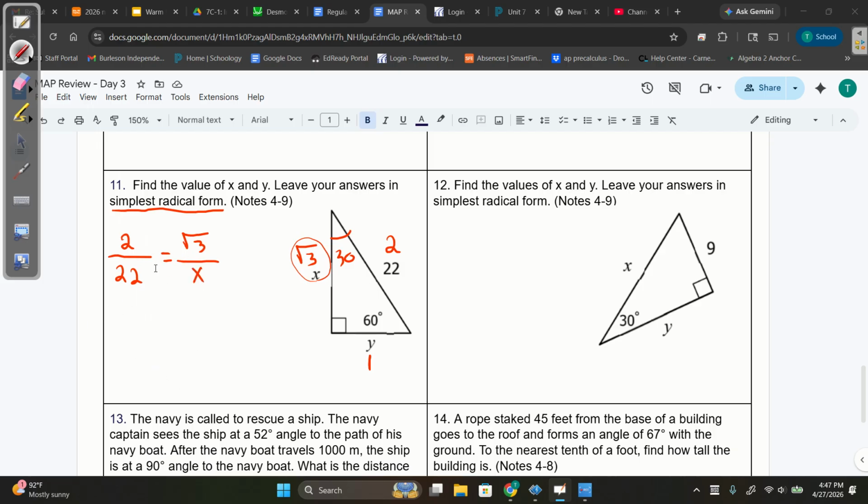We have a proportion, so we cross multiply. 22 times square root 3, because they're different types of numbers, they don't actually multiply. They just sit next to each other. X isn't by itself, so I've got to get rid of that 2 by dividing. And again, 22 and 2 are whole numbers, so they're going to divide each other, not interacting with the square root 3 at all. 22 divided by 2 is 11, and the square root 3 just joins the party. So x would be 11 square root 3.